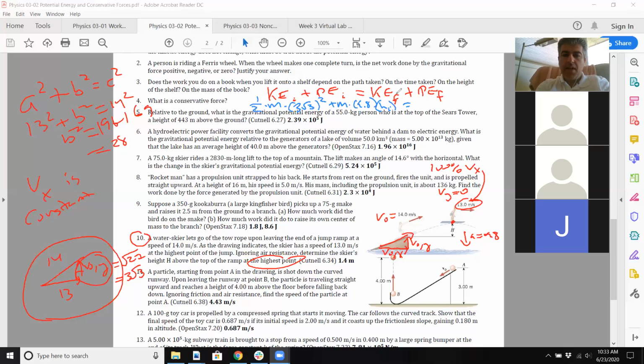The kinetic energy, finally, because you have zero kinetic energy, there's no motion. Your motion is for a brief moment. Plus m times 9.8 times the final height. Okay.